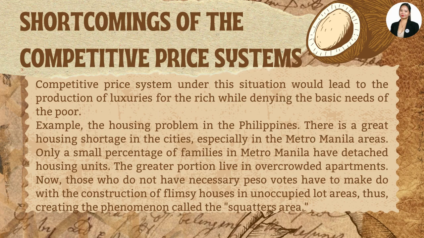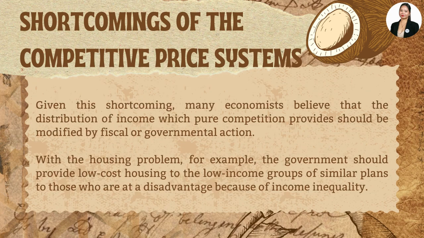Those who do not have the necessary peso votes have to make do with the construction of flimsy houses in unoccupied lot areas, thus creating the phenomenon called the squatters area. Given this shortcoming, many economists believe that the distribution of income which pure competition provides should be modified by fiscal or governmental action. With the housing problem, for example, the government should provide low-cost housing to the low-income groups, and similar plans to those who are at a disadvantage because of income inequality.